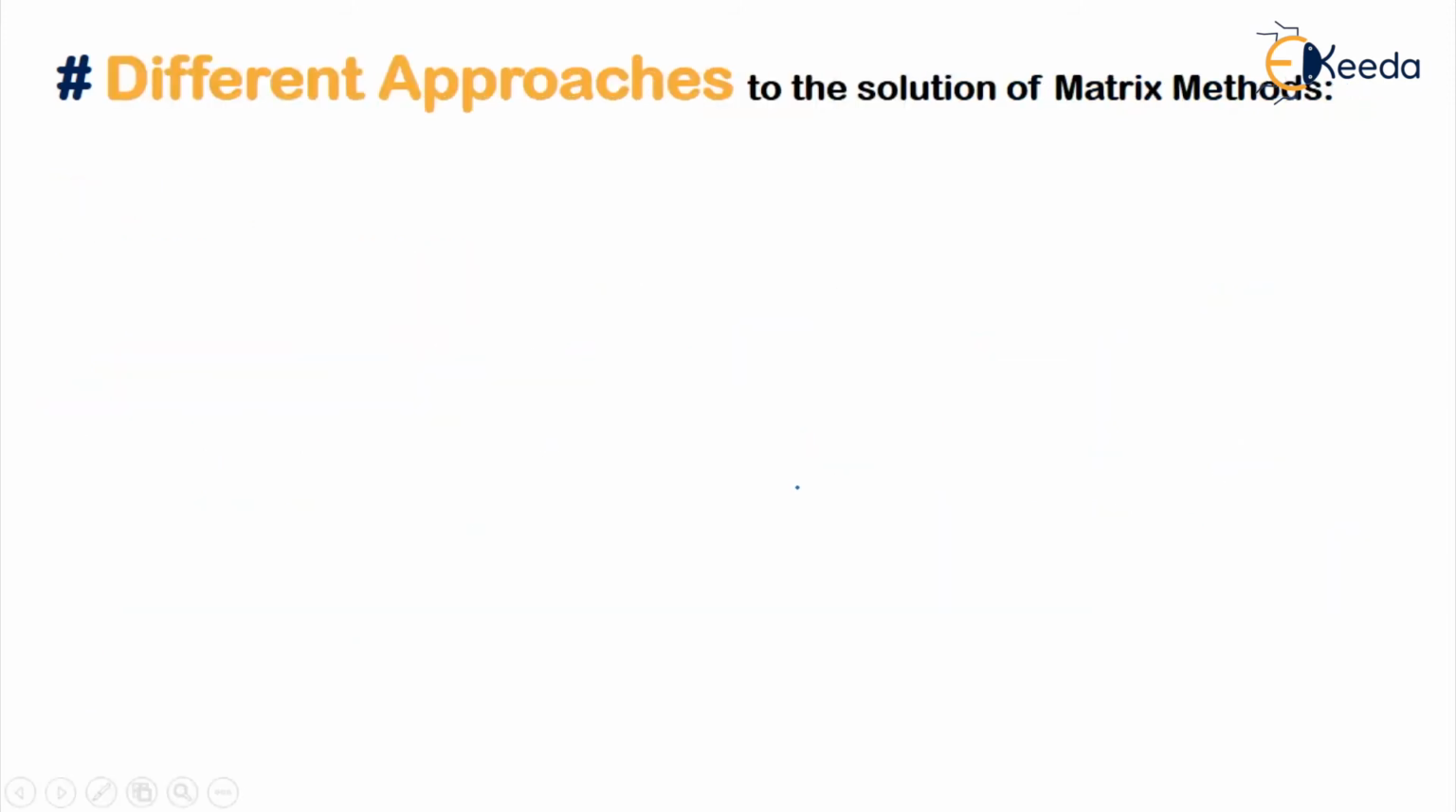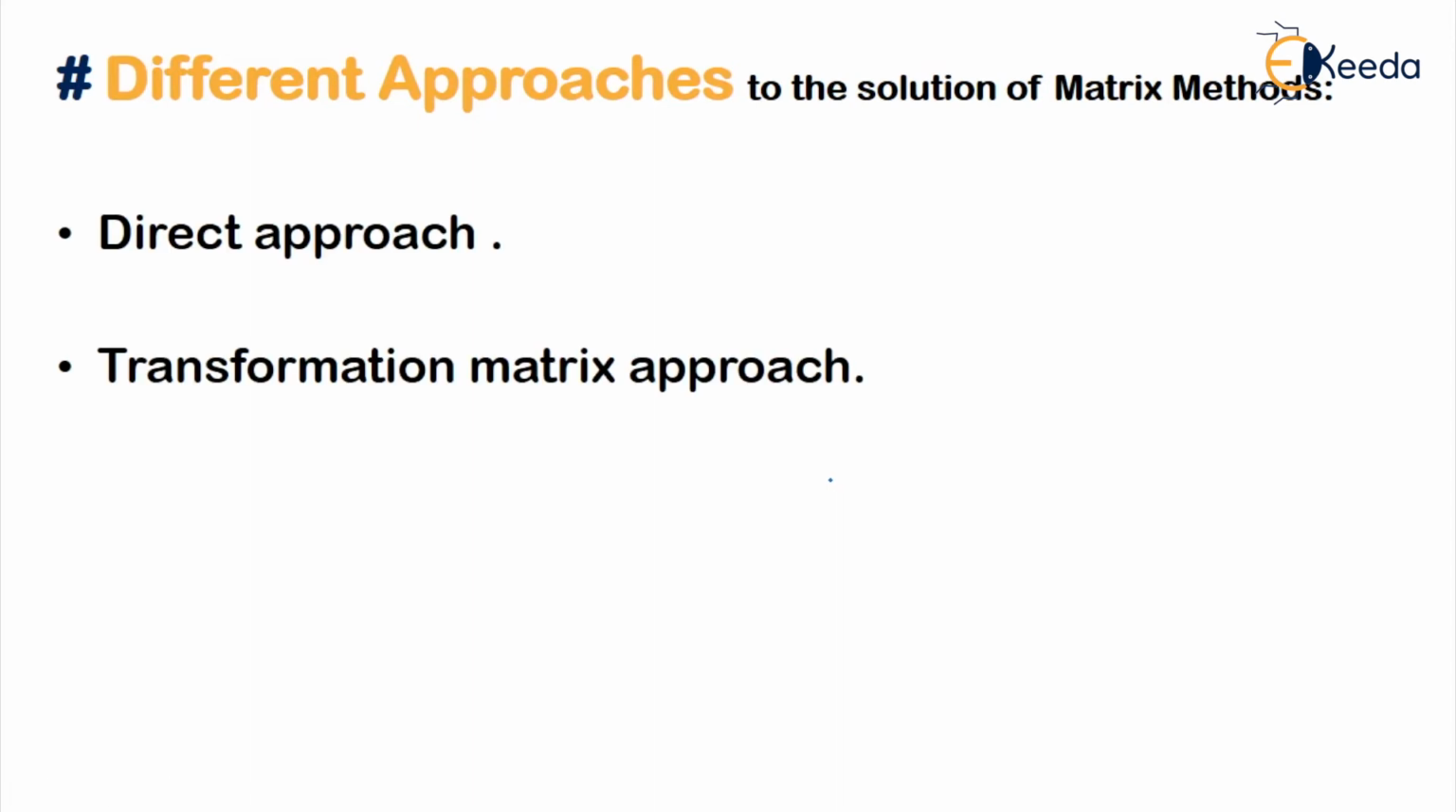Now, we will be majorly concentrating on the matrix methods, that's your stiffness method and flexibility method, for your ASA subject. There are different approaches to solve a matrix method. There are two approaches. The first one is the direct approach and the second one is the transformation matrix approach. Now, the direct method is a complete method.